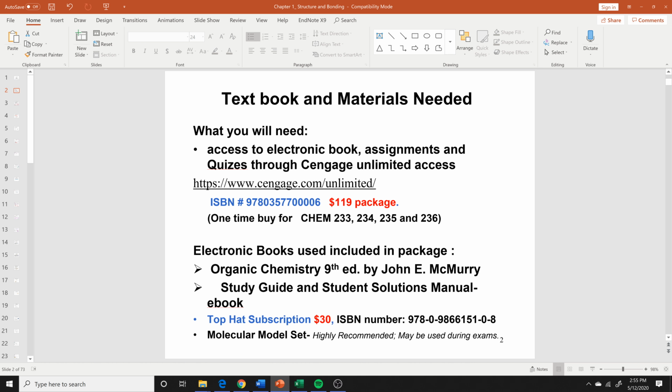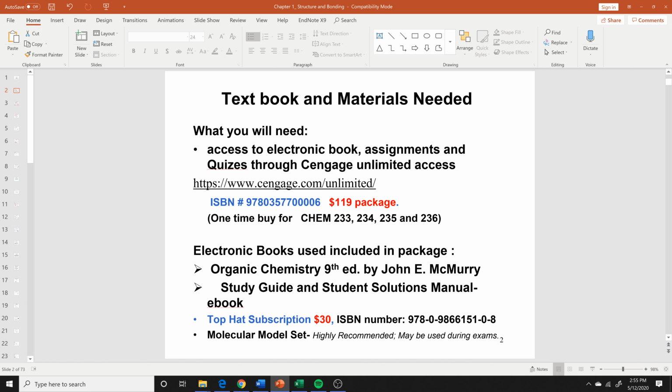Also, the package will have access to the Organic Lab book, for both Lab 1 and Lab 2. Now, this package over there, we're gonna use it for assignments, and we're gonna use it for quizzes. So this is why it's a must to get it.